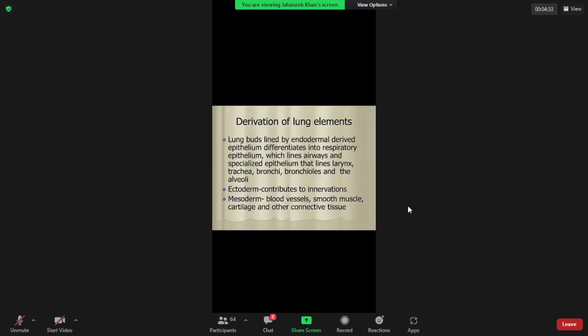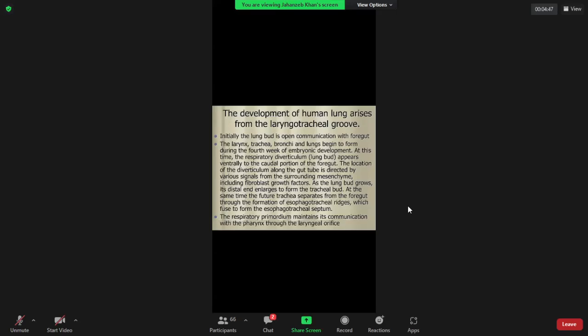As far as the development of your lung is considered, in the next slide you are going through the development of the human lung, which arises from the laryngotracheal groove. Initially, the lung bud is in open communication with the foregut, as you have already seen in the previous diagrams, that it arises ventral to the foregut. From the foregut, a yellow line that we saw earlier, inside it a blue outpocketing emerged, that was the lung bud. So initially there is an open connection of the lung bud with the foregut.